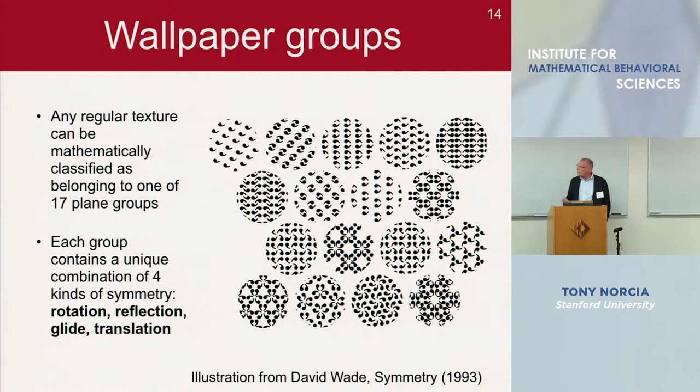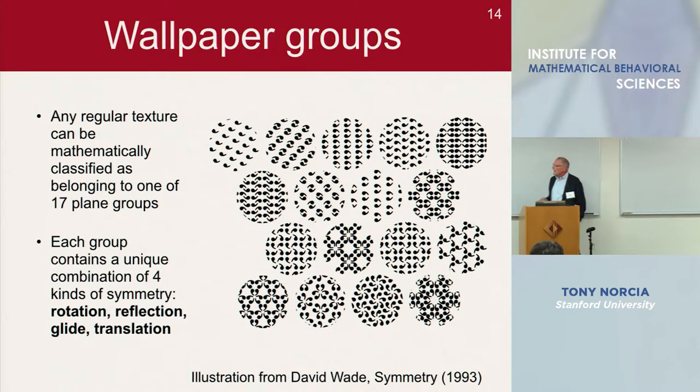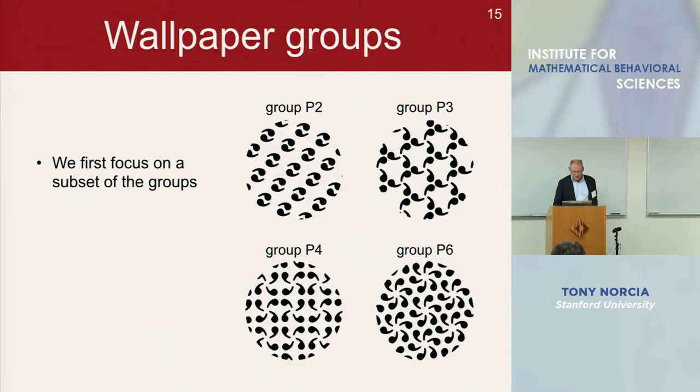Okay, so we've seen this picture before. It's a really nice illustration from David Wade, who's an artist and has written several small books. He lives in rural Wales and made this for his neighbor. There are 17 of these groups, and they're compositions of different kinds of symmetry: rotation, reflection, glide reflection, and translations. They turn out to be very interesting as experimental stimuli. And I'll show you how we create them for experiments in a second.